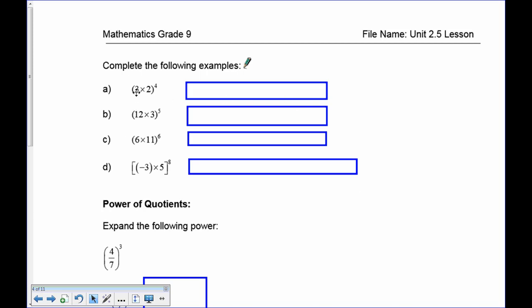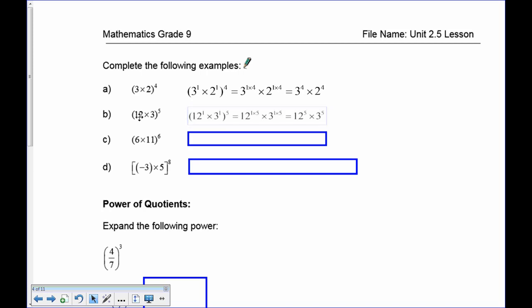Okay. So remember, this is 3 to the 1 times 2 to the 1. So when we do this, 3 to the 1 times 2 to the 1, all to the power of 4, means that the 1 times the 4 is going to take place, and the 1 times the 4 is going to take place here. That gives us 3 to the 4 and 2 to the 4 here. On our second one, 12 to the 1 times 3 to the 1, all to the power of 5. So 12 to the 1 times 5, 3 to the 1 times 5 gives us 12 to the 5 times 3 to the 5.